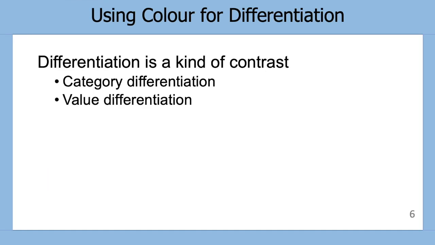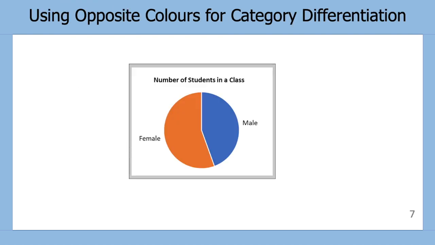When designing visuals, color is mainly used for differentiation purposes. Differentiation is a kind of contrast, and while there are many different types of contrast, 2 we'll further touch on are category and value differentiation. Here's a category differentiation example, and in the pie graph, we have used orange and blue, which are opposite colors, to distinguish between the number of students in a class that are female versus male.